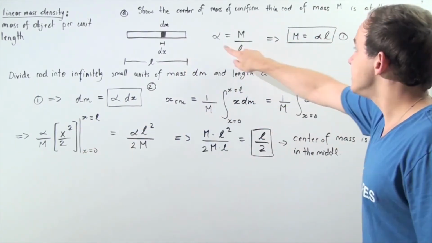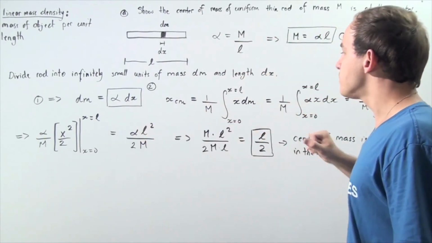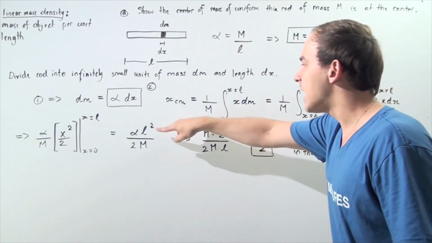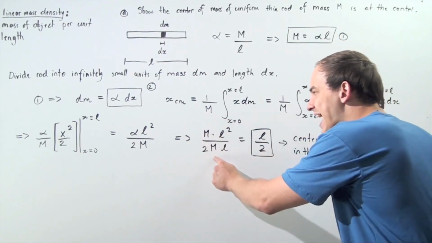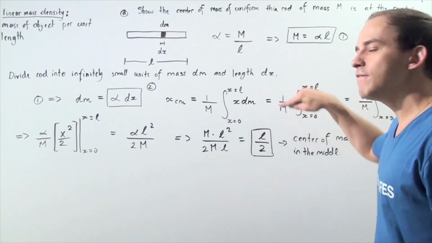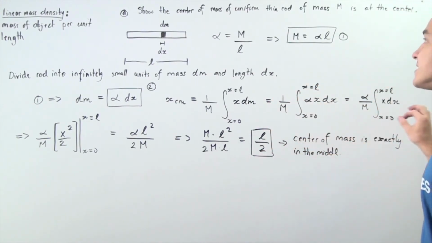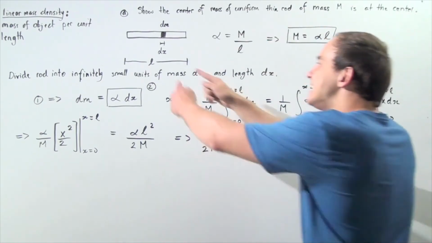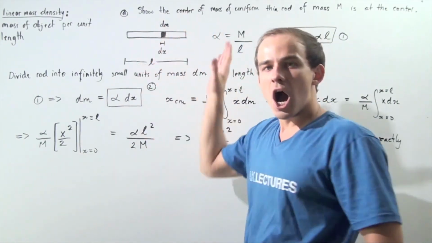Now, notice we can take equation 1 and plug this result into the alpha, so we're left with m divided by L multiplied by L squared divided by 2m. So the m's cancel and one of the L's cancels, and we're left with L divided by 2. So we see that the center of mass of our uniform thin rod is exactly in the middle. It's L divided by 2. It's exactly in the middle of the rod.